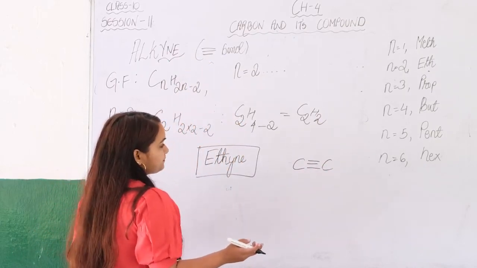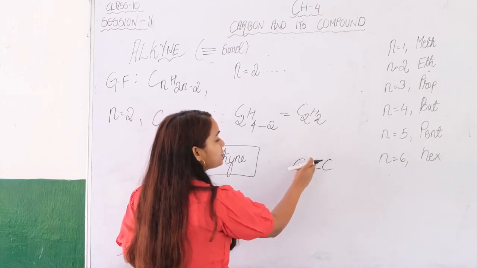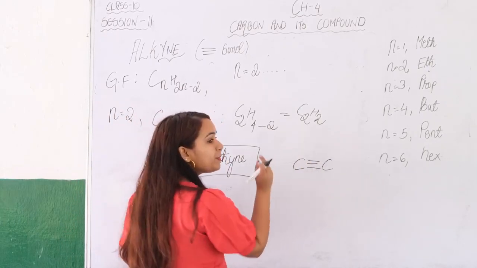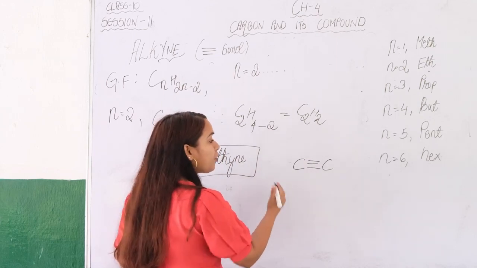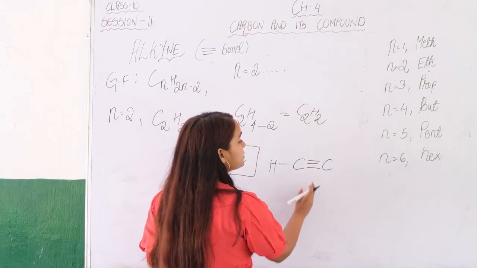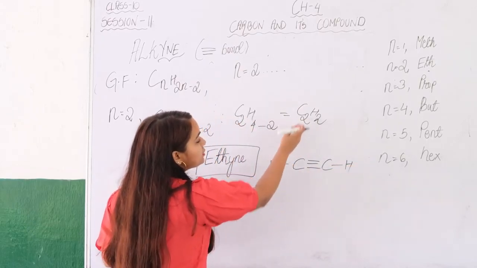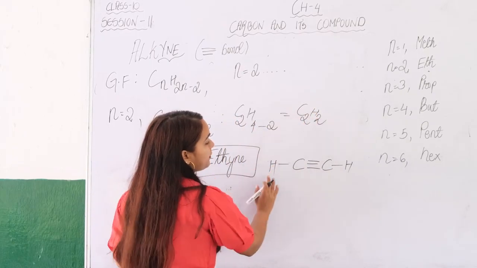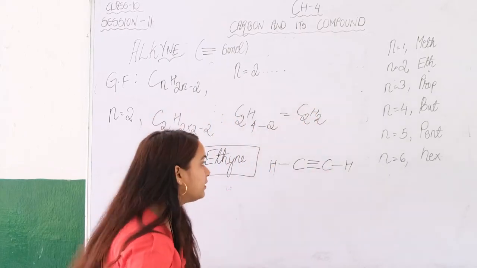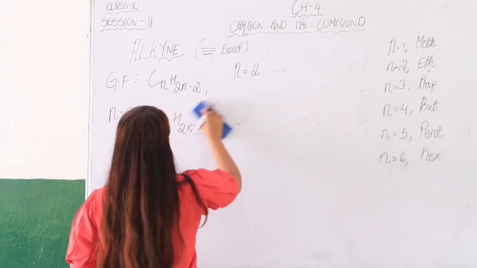Now let us see how we can maintain the tetravalency. This carbon already has 3 bonds. So how many bonds does it need to become 4? Only 1. This carbon also has 3 bonds already, so it needs only 1. Now you check the formula C2H2. How many H? 2H.